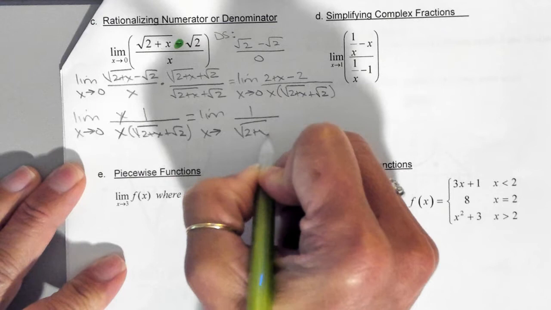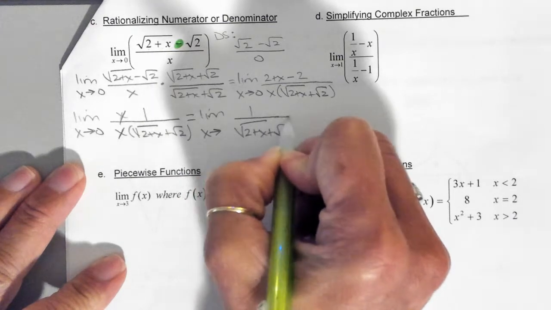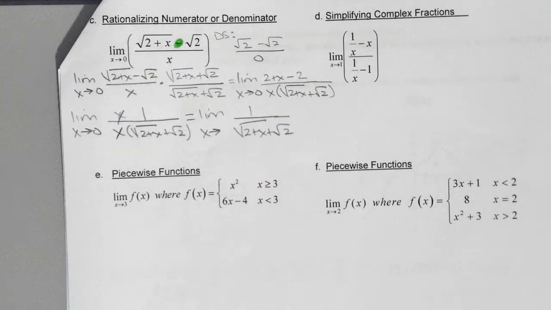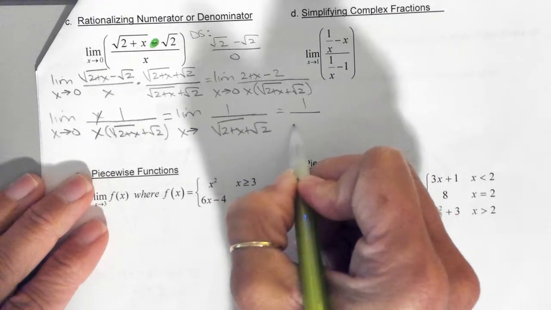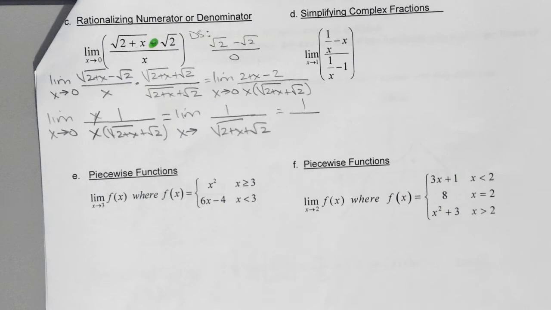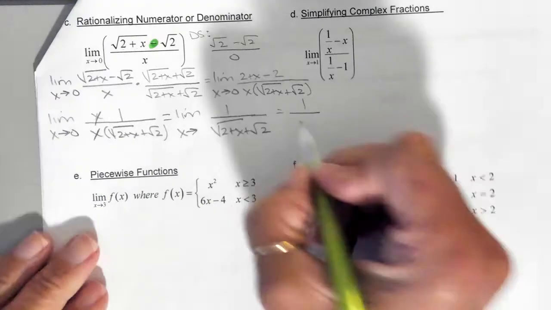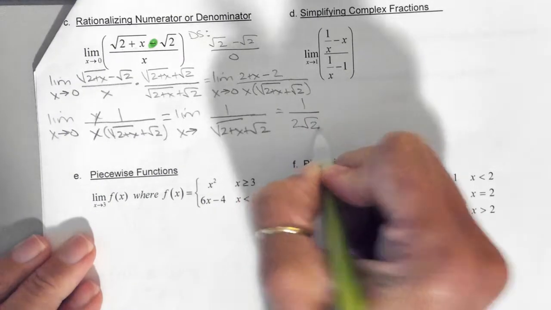Okay, so this is now what I want to try direct substitution on. When I plug in 0, I'm left with 1 over the square root of 2 plus the square root of 2. How many square roots of 2 do I have? So it's 2 square root of 2. Am I done?